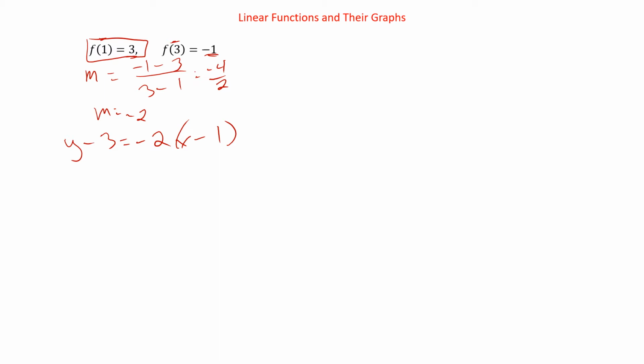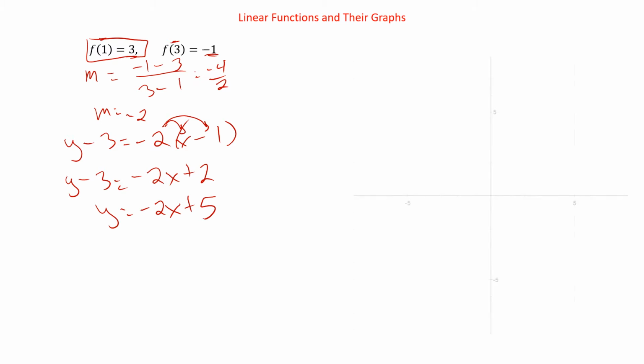We don't usually leave it there. We want to get it into slope intercept form. So we're going to distribute that negative 2, y minus 3 equals negative 2x plus 2. Add the 3 over, y equals negative 2x plus 5. And that's the equation of our line in slope-intercept form.